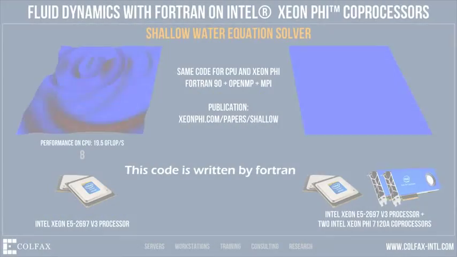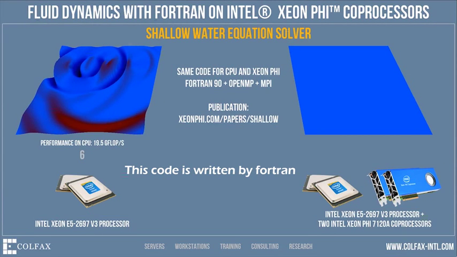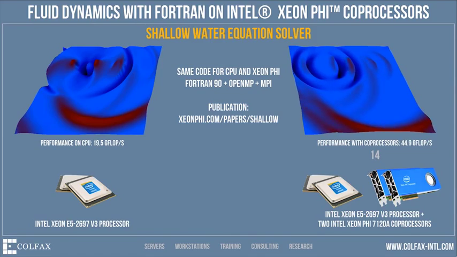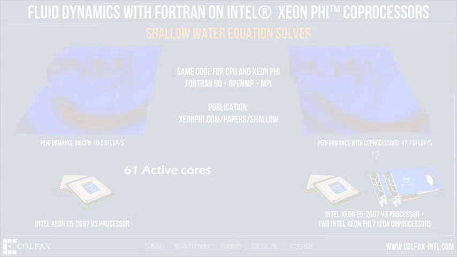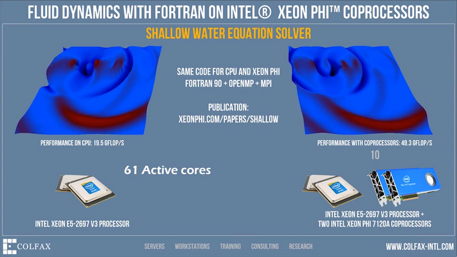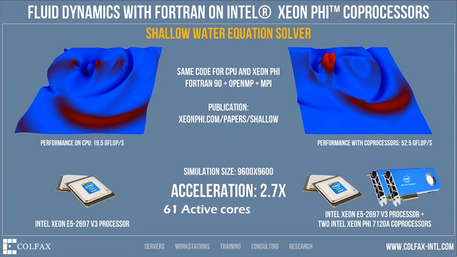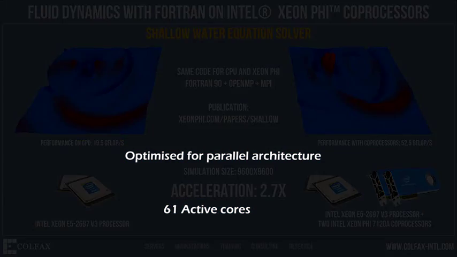The code is now running on an Intel Xeon processor with a total of 28 cores. Now we will add to the system two Intel Xeon Phi coprocessors. Each coprocessor has 61 active cores and features the Intel Many Integrated Core architecture. The most important aspect of this demonstration is that the executable for the CPU and the executable for the Intel Xeon Phi coprocessors were compiled from exactly the same code. This code is written in Fortran with OpenMP and MPI and is optimized for parallel architectures.